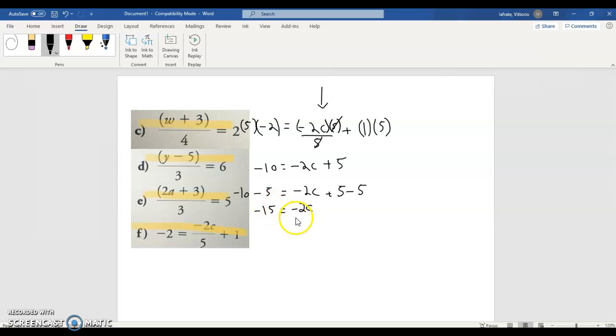And then I'm going to divide by minus 2 on this side and by minus 2 on this side. And so the minus 2's cancel out, and I get c is equal to 15 over 2. And the reason this 15 over 2 is positive is because when you divide a negative by a negative, that becomes positive. If you want to write this in decimal form, you would have c is equal to 7.5.